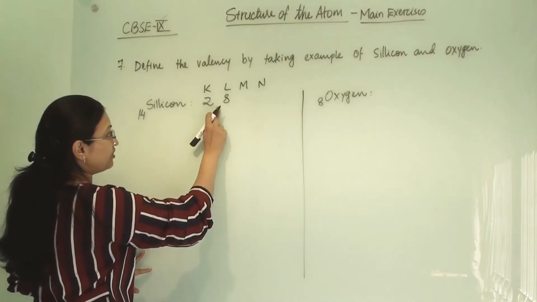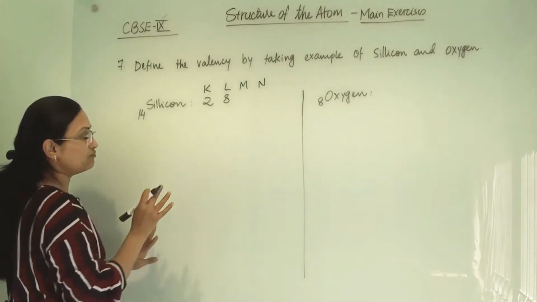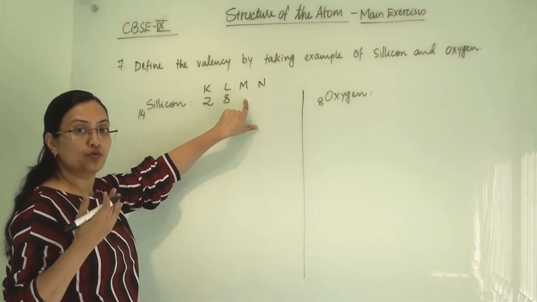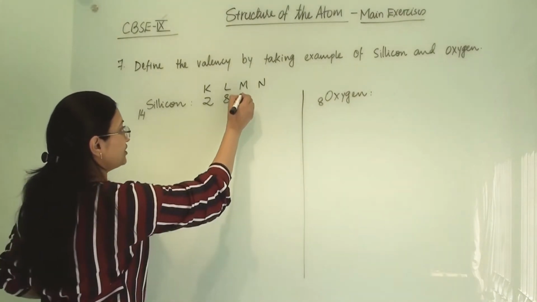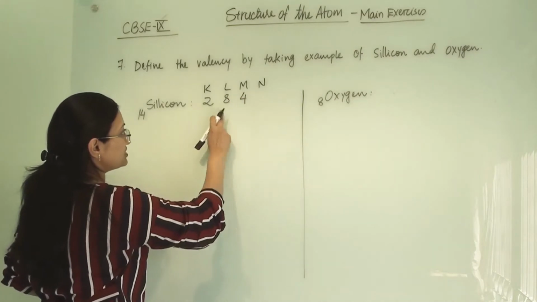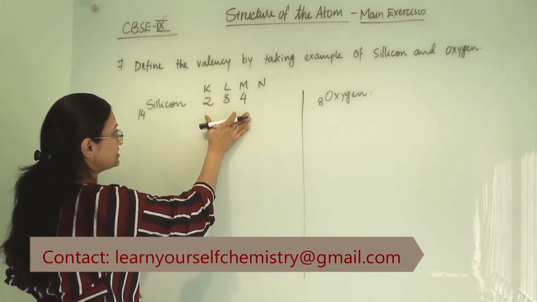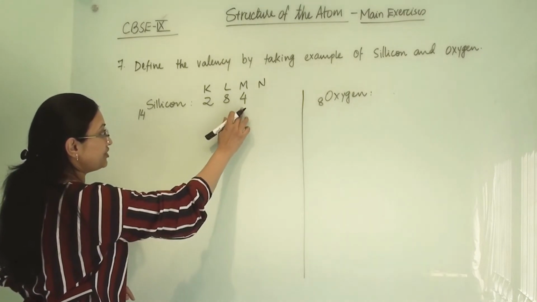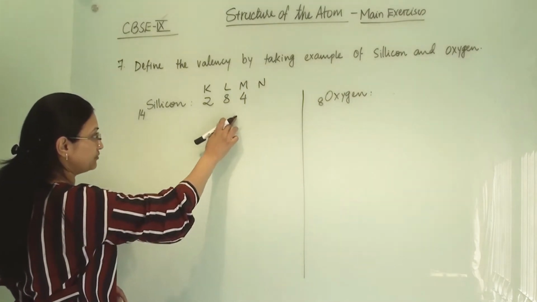Now 10 we have already completed. We now have 4 electrons. And in the outermost shell we cannot put more than 8 electrons, so we can put 4 here. So this is how we write it. Now 2, 8 and 4 are there. So this is the electronic configuration of silicon.